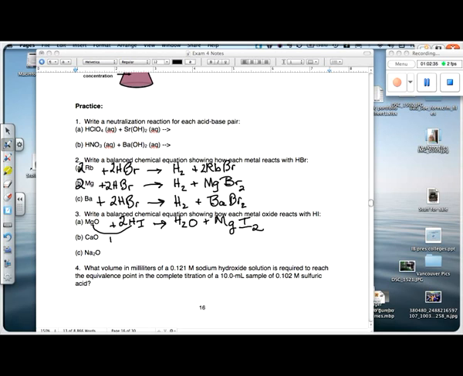Calcium oxide plus 2 HI. I believe I'm going to need 2 because I need 2 hydrogens to make the water. And then calcium is in the same column with magnesium, plus 2 for calcium, negative 1 for iodine.